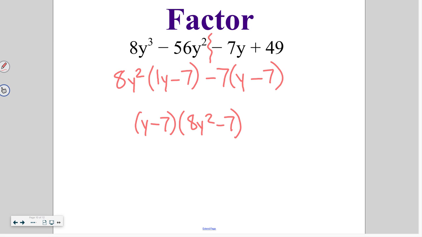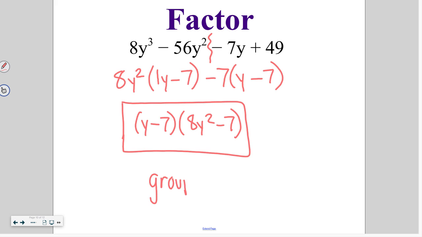Since we have two terms being subtracted, we want to go back and double check for a difference of squares. We can't take the square root of y, so that's not a difference of squares. And we can't take the square root of 8y squared, so that is also not a difference of squares. So this is our final answer, and we used factor by grouping.